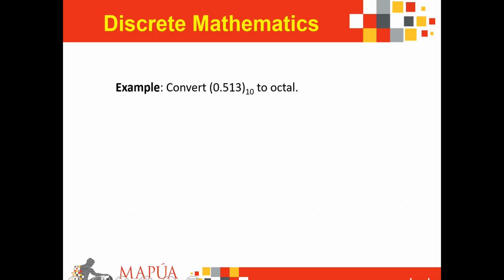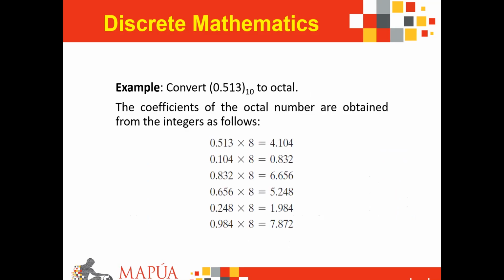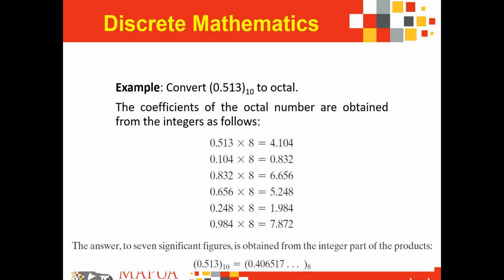Let's convert 0.513 base 10 to octal, and eventually it will then be as follows. You will notice that when multiplying it by 8, you end up with a fractional part every time. Therefore, this particular decimal value 0.513 would end up with a non-terminating base 8 equivalent, which is basically equivalent to 0.406517, and so on and so forth, depending on how many digits in your base 8 you require for accuracy.